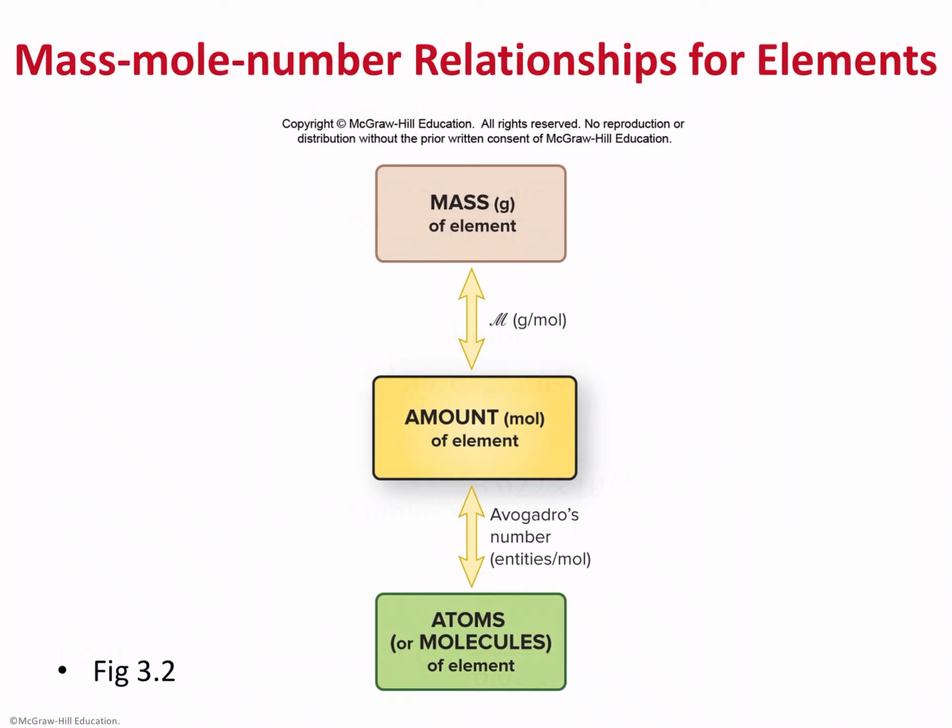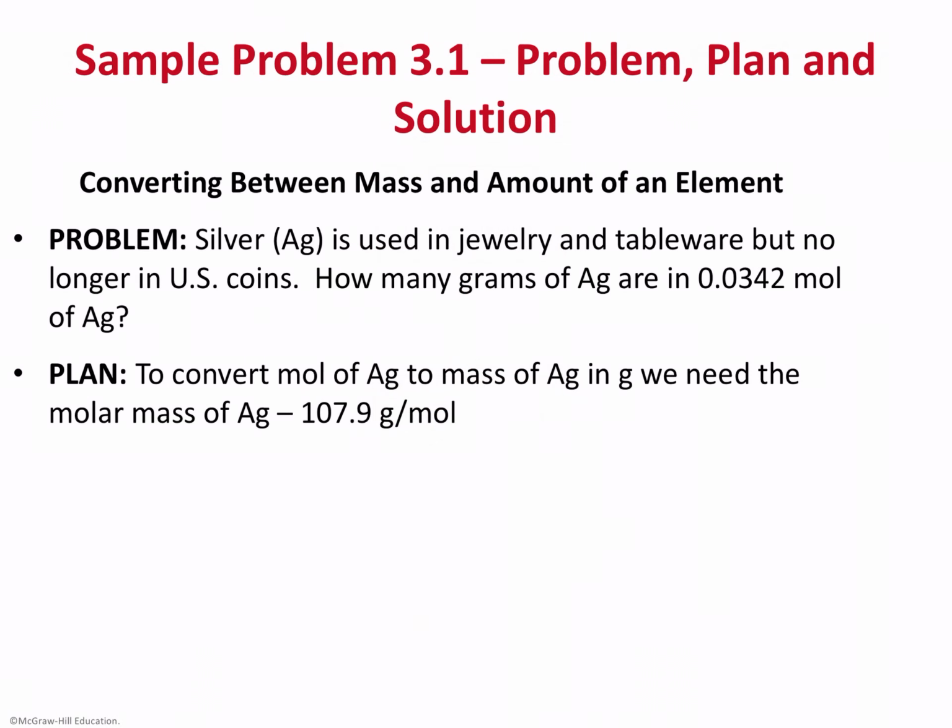Okay. Mass to mole number relationship for elements: if you know the mass, you can find the number of moles using the molar mass. Similarly, if you know the moles, you can find the mass using the molar mass. And to go from moles to atoms or molecules, or from atoms or molecules to moles, we can use Avogadro's number. Converting between mass and amount of an element.